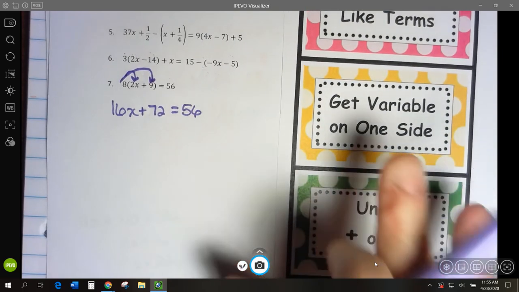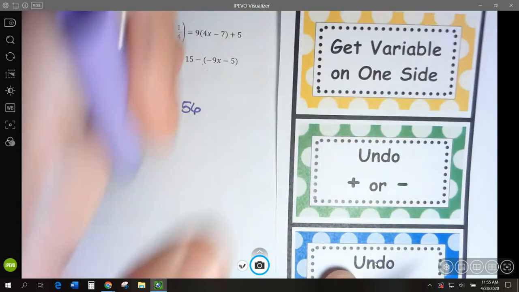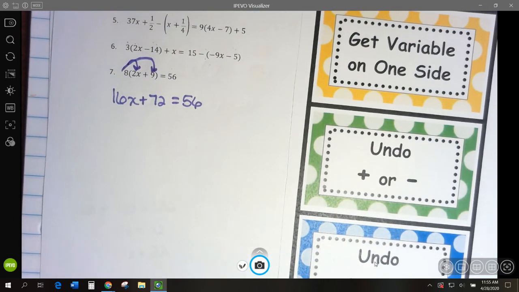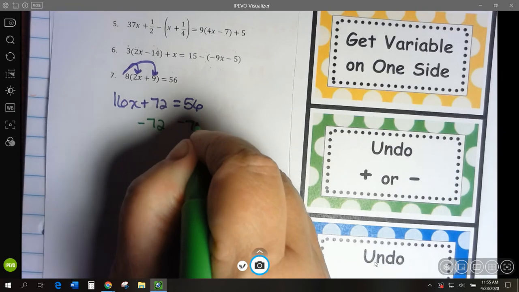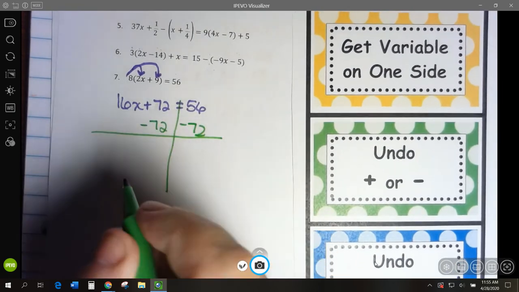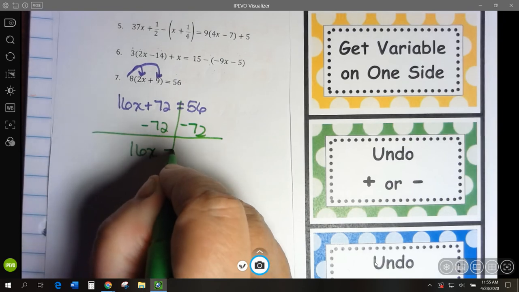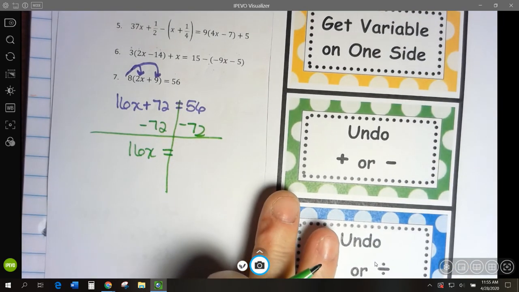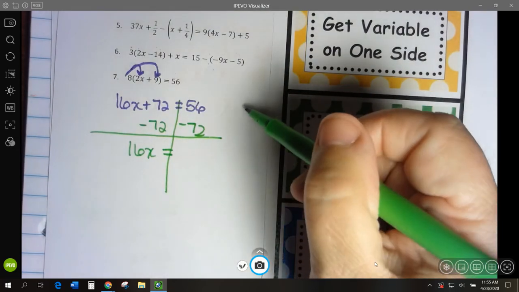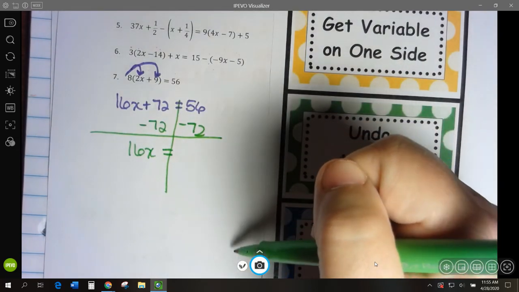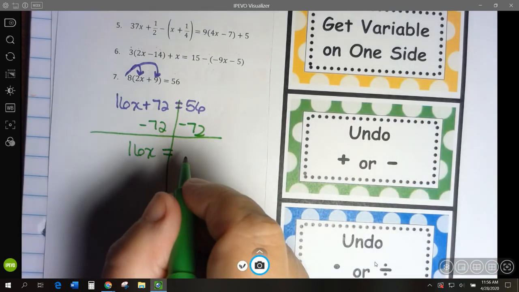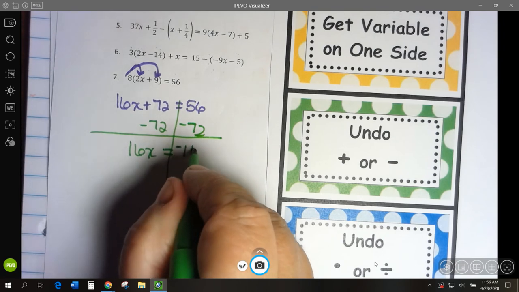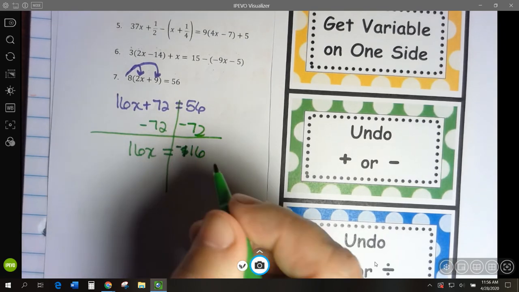Variable's already on just one side. So we may have to undo our addition or subtraction. So we have addition of a positive 72, so we're going to subtract 72. We're going to end up with 16x equals a positive 56 and a negative 72. So if I start at 56 on the number line, I'm going to have to go down 72. So I'm going to end up being below 0. I'm going to be below 0 by 16. It's going to be a negative 16. Oops. Negative 16.